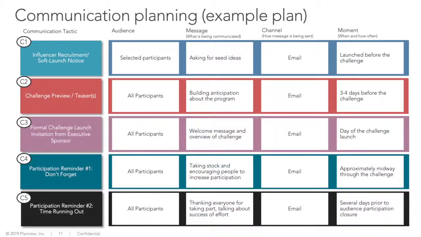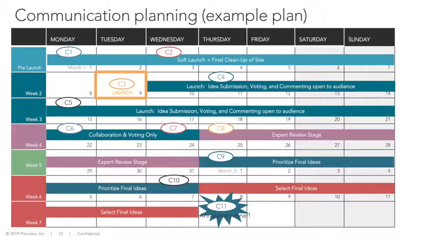Once you've considered the 4 elements of your communication, it may be useful to create a plan and a calendar so everyone is on the same page and you could be prepared for execution. For example, here we have a sample plan that highlights each communication and all of the 4 elements. We can then map those communications on a calendar and share it with the communications lead and the challenge team so everyone's on the same page.